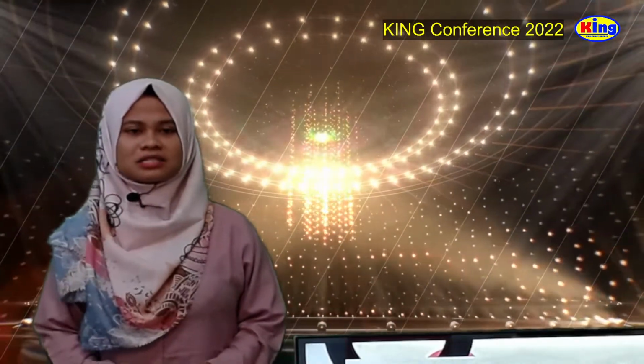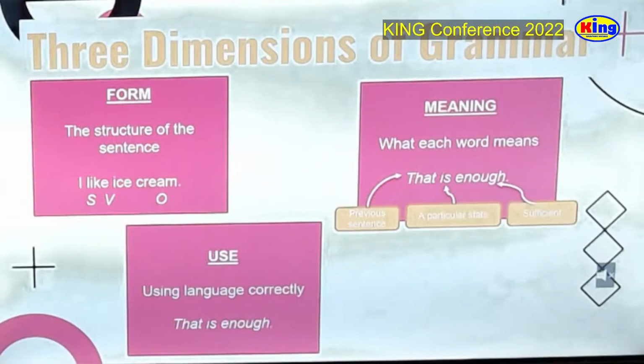And the last one is use. What is your sentence used for? Using language, please use language correctly. For example, "that's enough." Brown gives this example. "That's enough" can be used for many things. For example, there is a baby crying, so we can say "that's enough" to the baby, meaning stop crying. And you can use it for our friends who are pouring water, and we can say stop pouring too much water. And we can say "that's enough," all right.